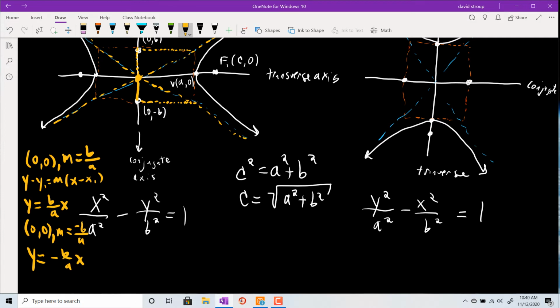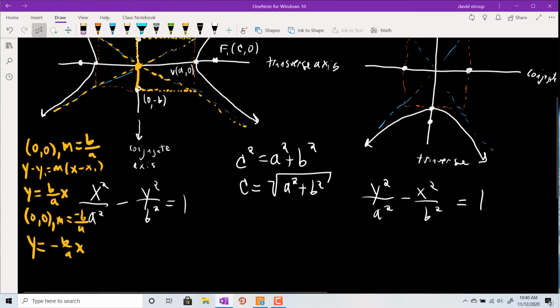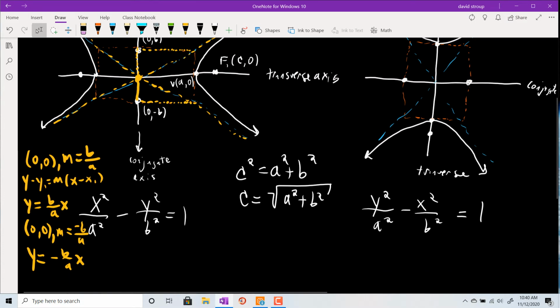It's the same sort of spiel over here with the other orientation. Let me label this: these are the asymptotes. The other orientation is the same construction for the asymptotes. It's just that over here, your slope is different.